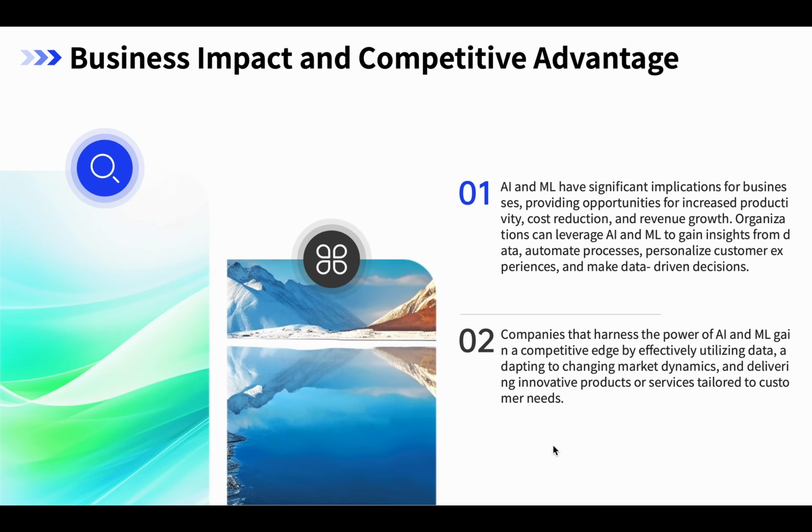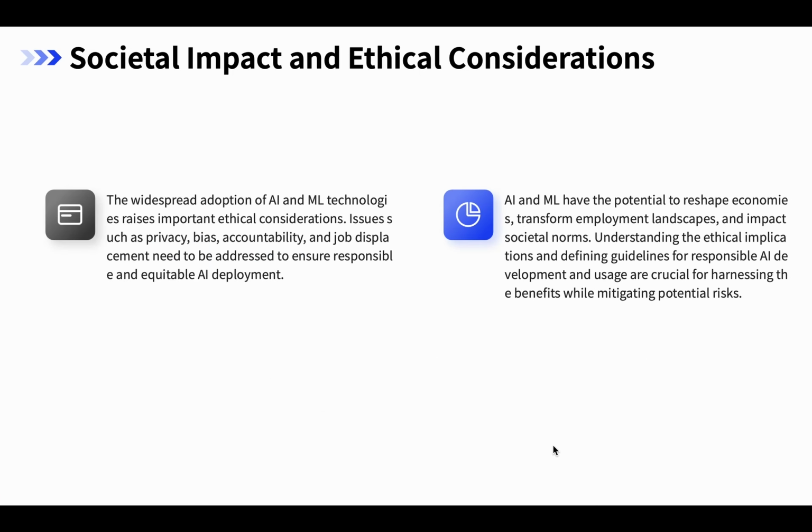Societal impact and ethical considerations. The widespread adoption of AI and ML technologies raises important ethical considerations. Issues such as privacy, you might have heard. Say people commit some kind of fraud and they use your face in it. That is how they breach privacy. So we need to be socially and ethically careful of how we use people's privacy.